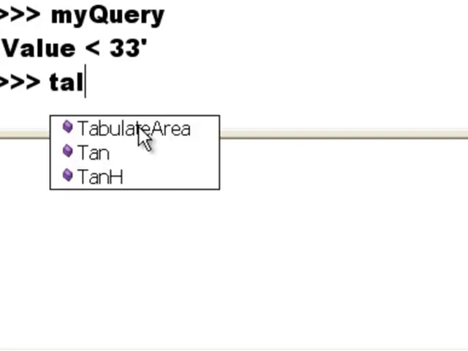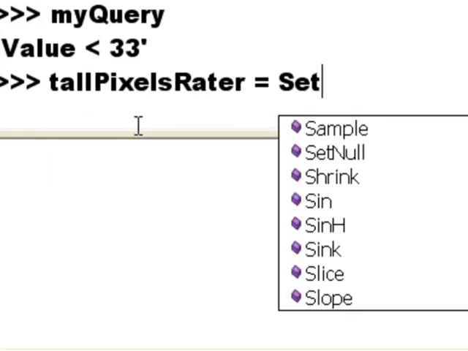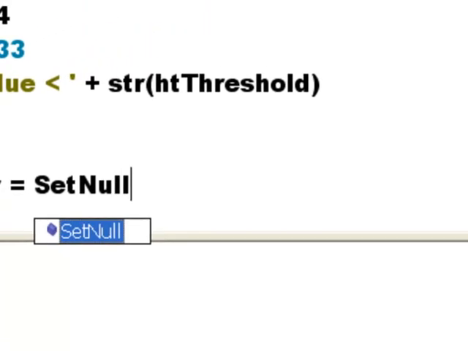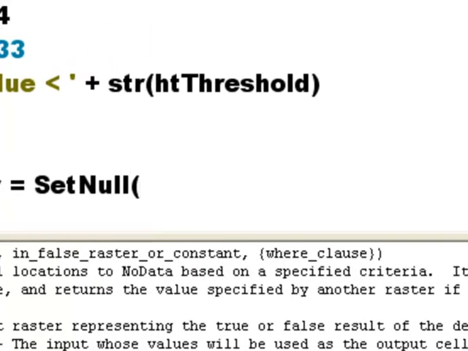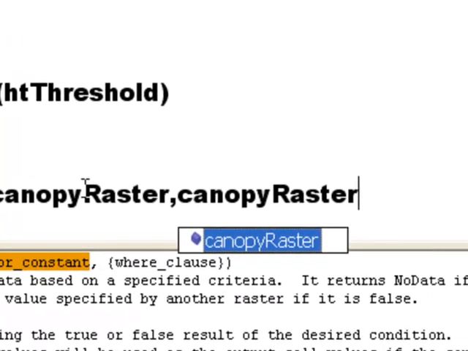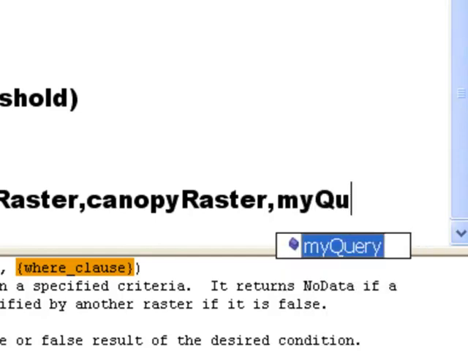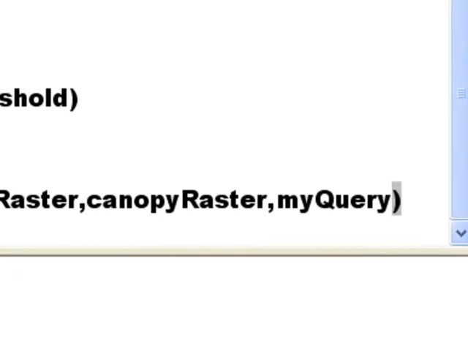Okay, so then we could, once again, create our tall pixels raster. Use the set null, and we're going to ask questions about our canopy raster. And if the question's false, keep the pixel value, and if it's true, make it no data. So then my query is going to be the query. So any pixel less than 33 meters becomes no data.